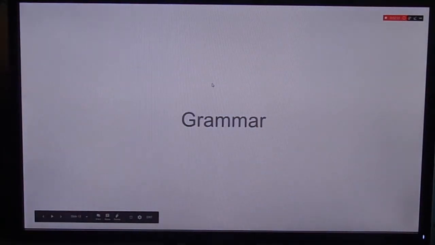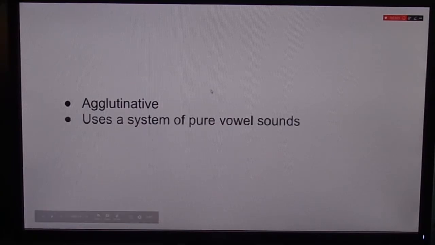Grammar. Japanese is an agglutinative language, meaning that many words are formed by taking smaller root words and combining them together. Japanese also uses a pure vowel system, meaning that the vowels are essentially the same start to finish, like oo, ah, ooh, ah, that sort of thing.